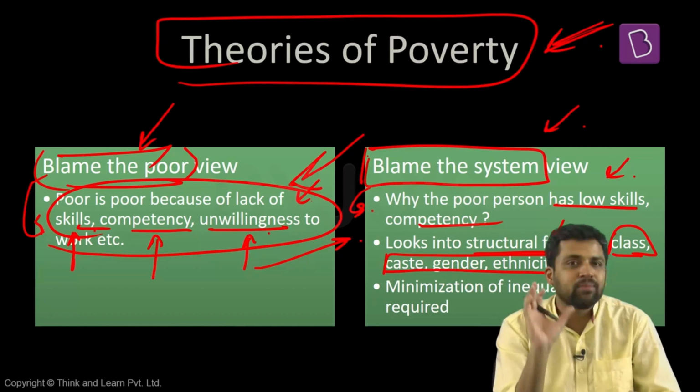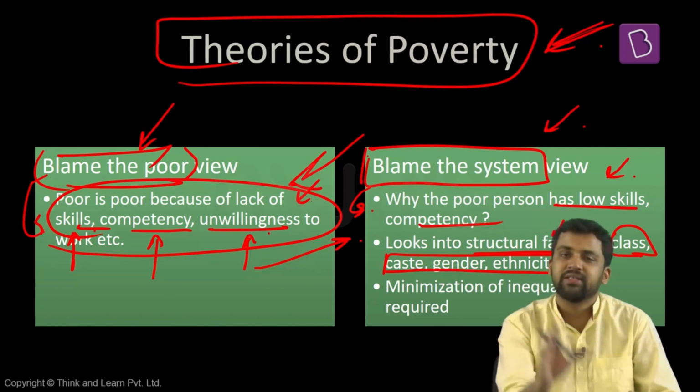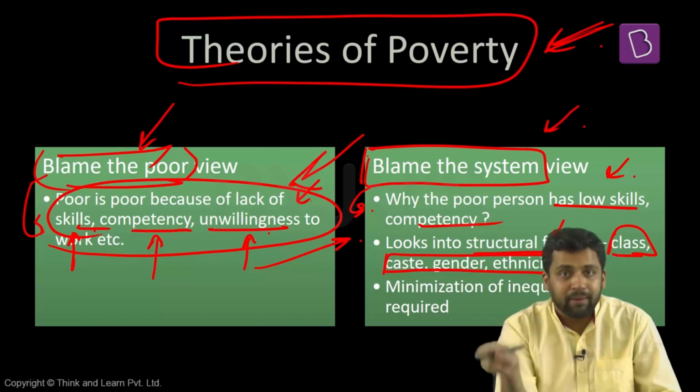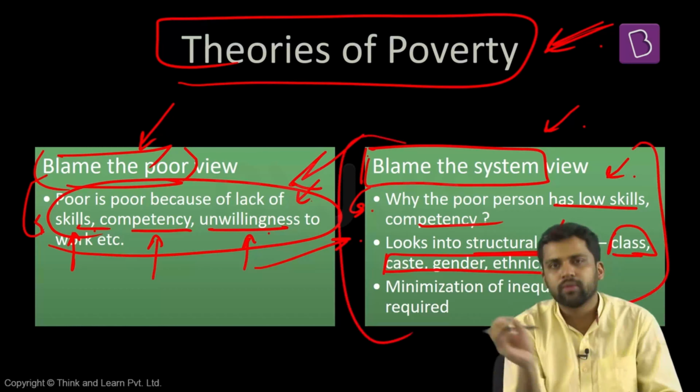Maybe there is some sort of discrimination against women. That is the reason they are poor. Caste: those at the bottom of the caste hierarchy are excluded from participating in social life, and because of that, maybe they are poor. So the blame-the-system view looks at poverty from the view of the system.